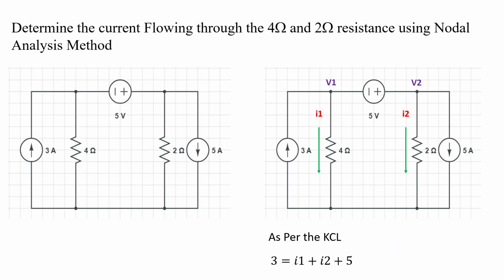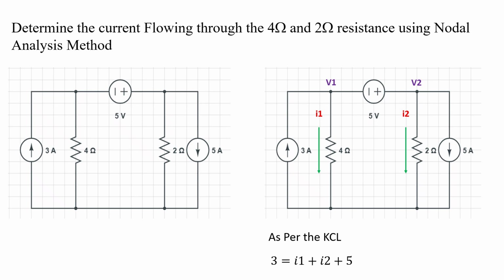Next, let's go to the supernode method. Supernode first question. Once again, if you see, we have three sources, but two different, not identical ones. One is a voltage source, another one is a current source. The question says determine the current flowing through the 4 ohm and 2 ohm resistance using nodal analysis. They have not mentioned whether it is super node or super mesh, simply they mentioned nodal analysis method. By looking at the circuit, we have to go for the super node because two different sources are used here, one current source and one voltage source.